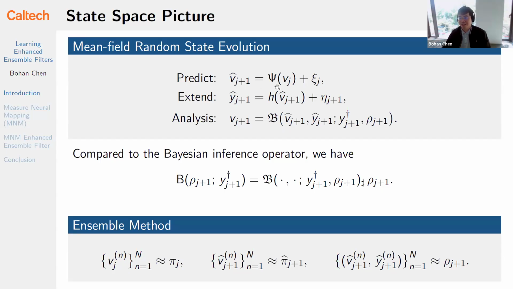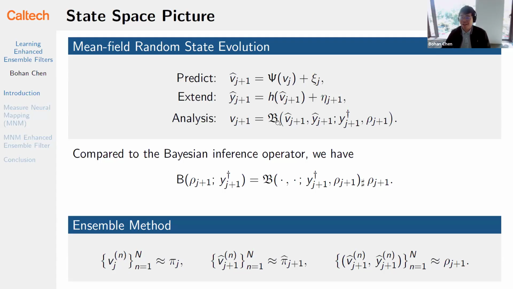The predict step is just that we run the forward model with synthetic noise. And then we extend it to observation. Here, this y j plus 1 hat is the synthetic observation corresponding to this state v j plus 1 hat using the observation model. And then for analysis, we want to find an operator. This is math frak B. To distinguish it from this B here, this B is an operator acting on probability measures, and this math frak B is an operator acting on vector states.